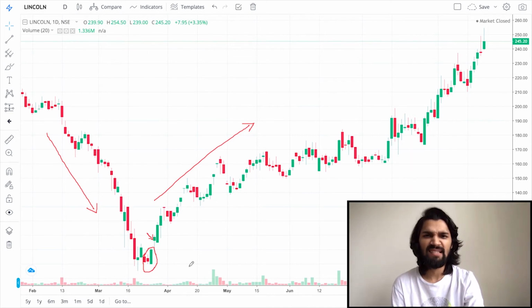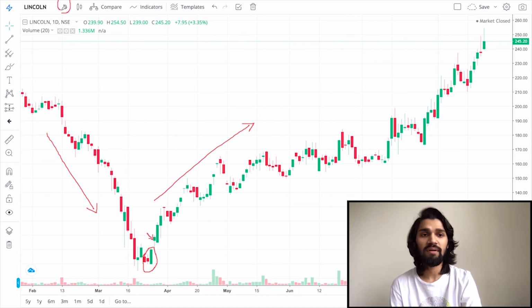Take a note that this is a daily chart, so 10 to 15 candles would probably mean approximately 2 weeks, because each candle would represent a day. If it was formed in an hourly chart, then 10 to 15 hours. If it was formed in a weekly chart, then 10 to 15 weeks, that is, candles.